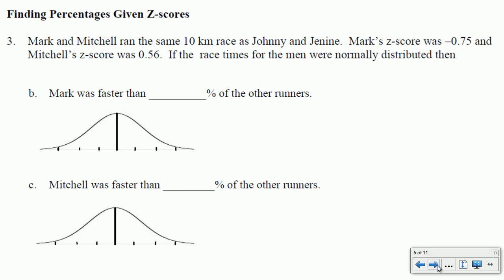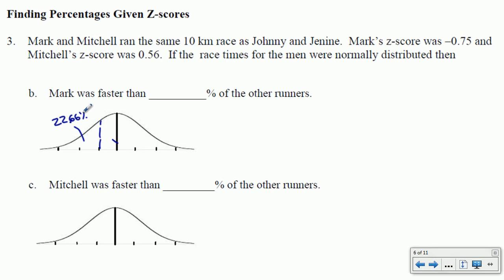So on to 3b, Mark was faster than what percentage of the other runners? So this is basically the opposite of 3a2. If we have Mark around here, the runners that were faster than Mark live in this region, and the runners that Mark was faster than live in this region. So if 22.66% of runners were faster than Mark, if we do 100 minus this number, that gives us the percentage of runners that Mark was faster than.